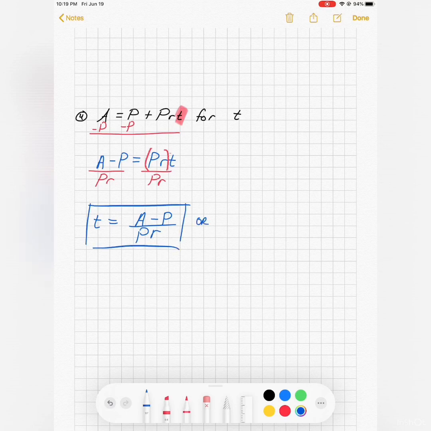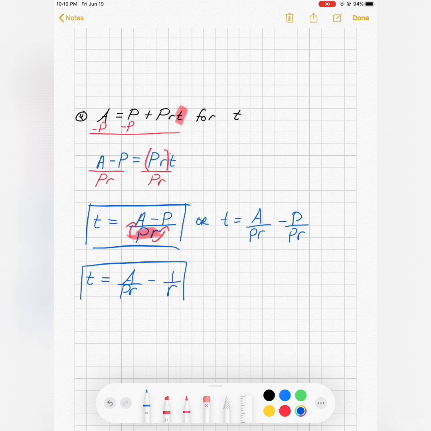So I would stay there, or again, if you wanted to separate, let's see, it'd have A over PR minus P over PR. Remember, this factor divides both terms in the numerator. So then I guess the first term here doesn't simplify, but the second term would be 1 over R. So you could go with either of those answers.